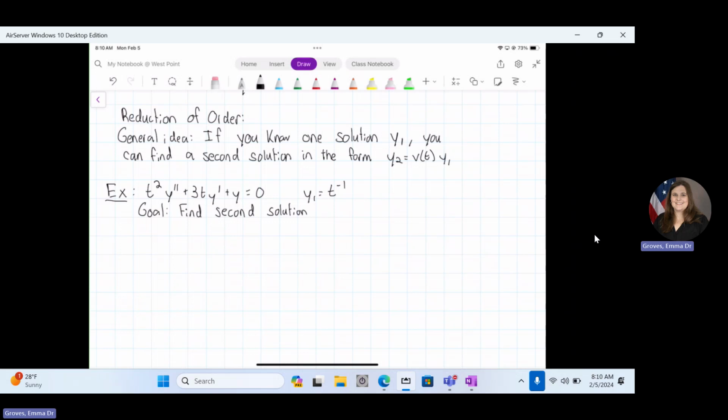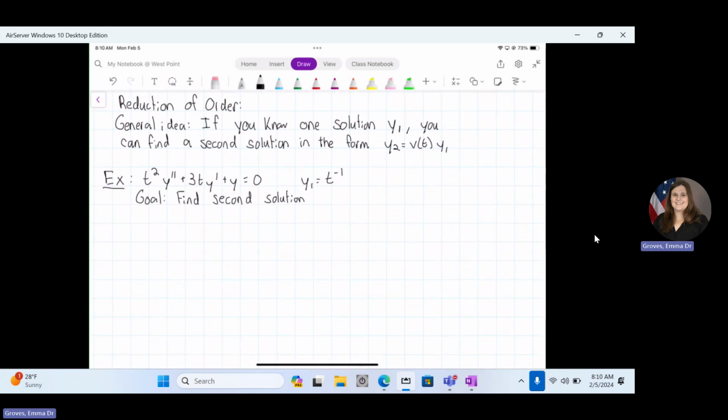What do I not like about the form this differential equation is currently in? Yeah, the t squared. We don't really like things in front of our highest order derivative. So I'm going to go ahead and divide everything by t squared just to make my life a little easier. So I've got y double prime plus 3 over t y prime plus 1 over t squared y equals 0. And then off to the side, we're going to make sure to note that now this means that t cannot equal 0, right? Because we divided by a t squared.